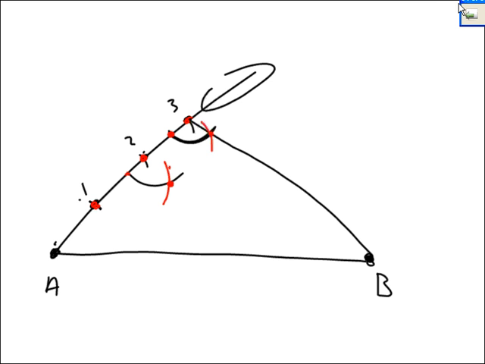Right where the 2 arcs intersect, go from point 2 to that intersecting point. Draw the line. Okay, now I want to copy the angle at point 1.